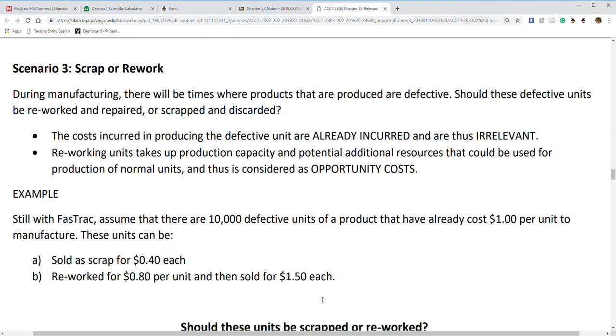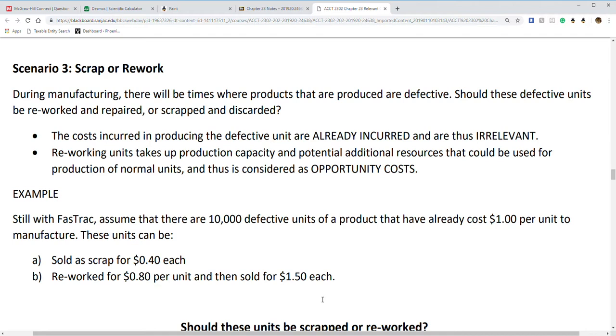So, scenario 3. Halfway through, hitting number 3, and this is scrap or rework. In this factor, we have defective units. And should we rework them and repair them, or scrap them and discard them? The costs incurred in production of the defective unit are already incurred, so thus they're irrelevant. We're now going to see what the additional cost is to fix that defective unit.